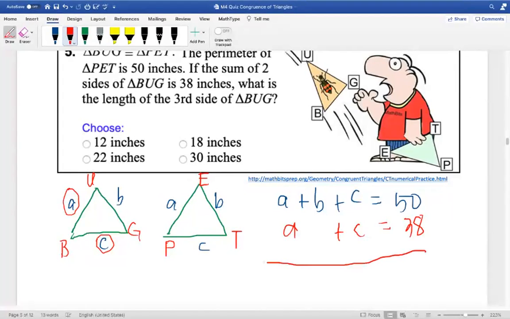Now, what is the length of the third side of BUG? We're talking about side length B. What do we do with these equations? We can subtract them: A and C cancel out, and B is equal to 50 minus 38, that's 12. So our answer is 12 inches.